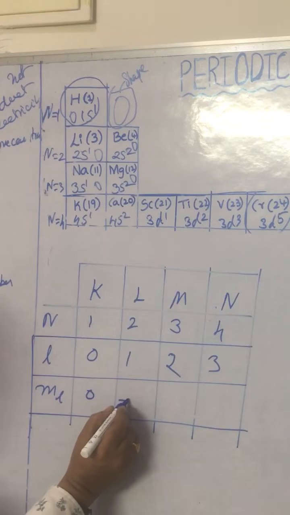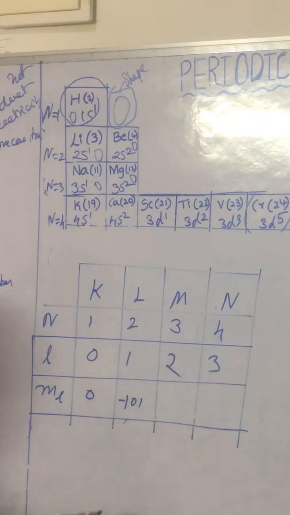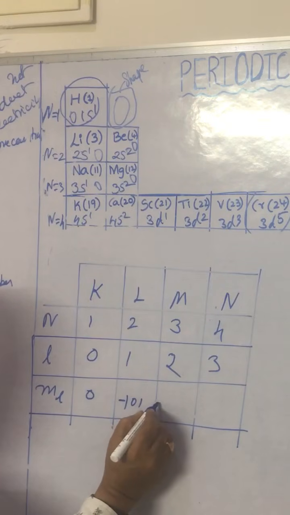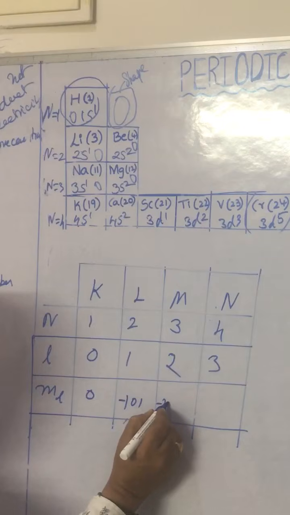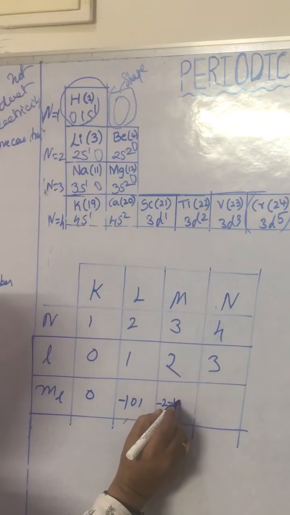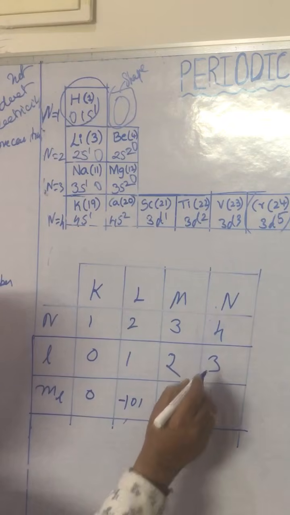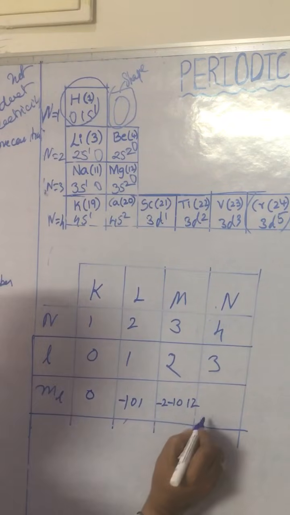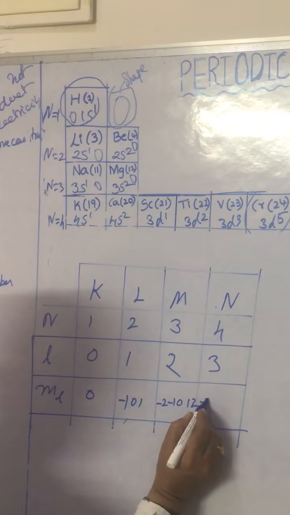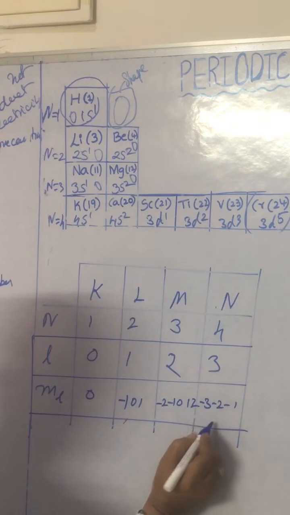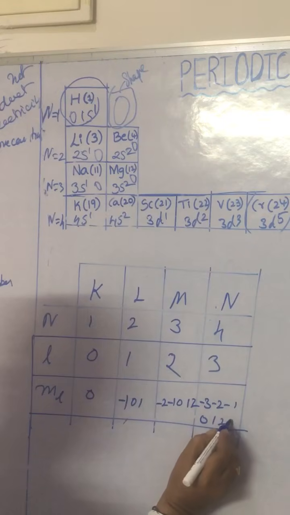Minus 1, 0, 1. For 2, minus 2, minus 1, 0, 1, 2. Next to 3, these are the orbitals. Minus 3, minus 2, minus 1, 0, 1, 2, 3.